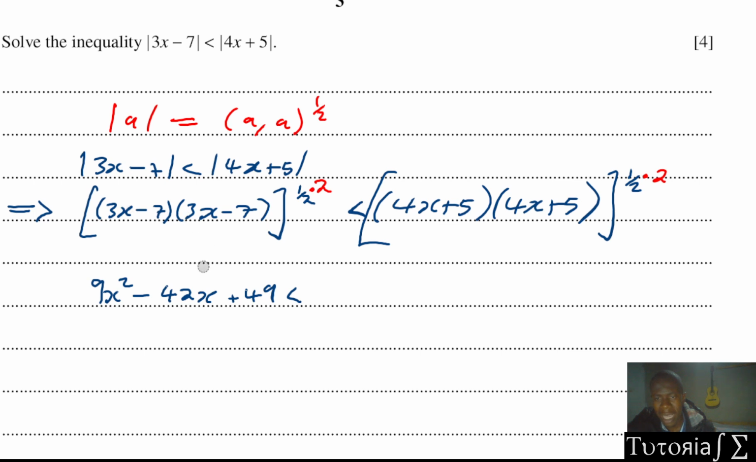So I've expanded and simplified. This is what we're getting. But in the exam, make sure you show all your workings to get the full marks. And here again, we expand what is inside here. What we're going to get is 16x squared plus 40x plus 25.